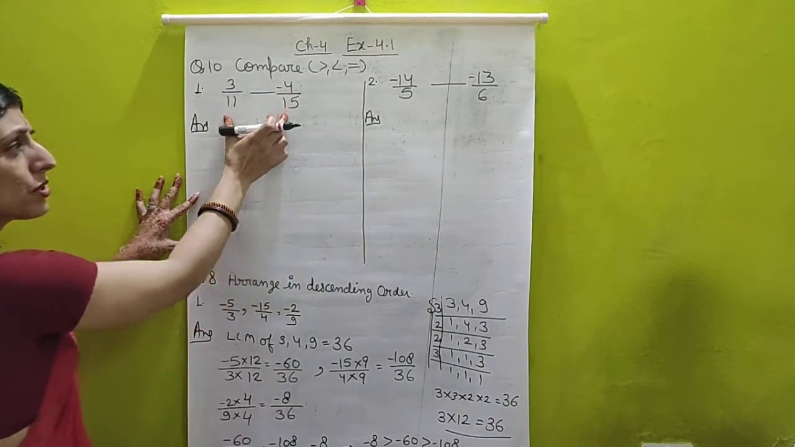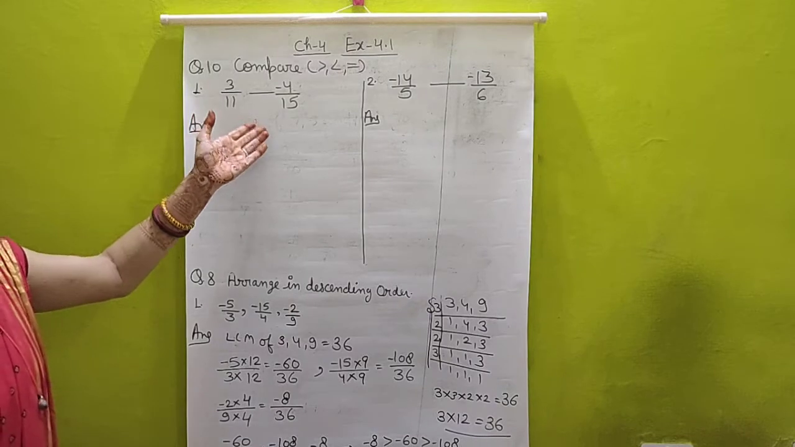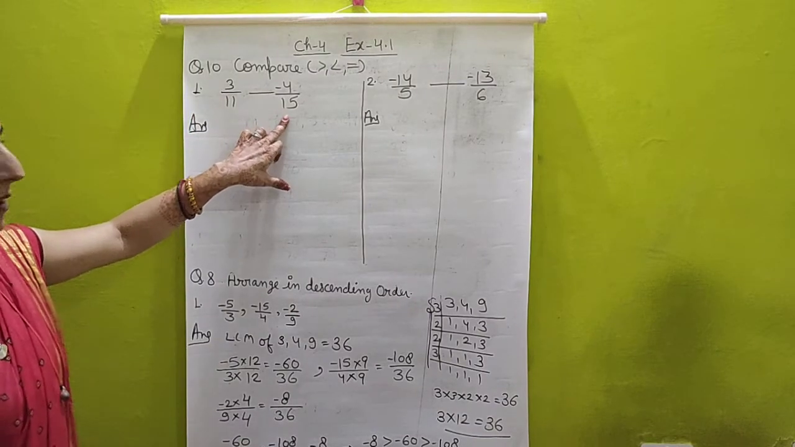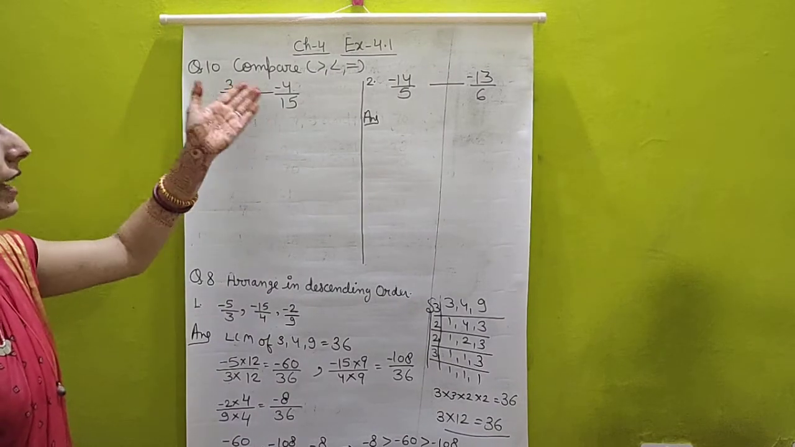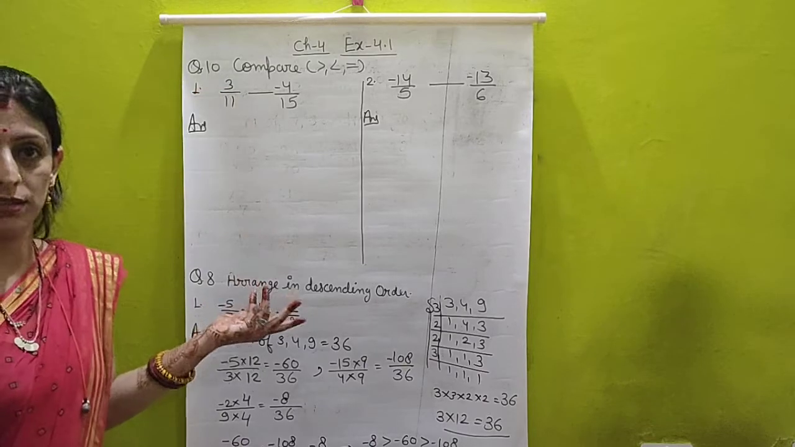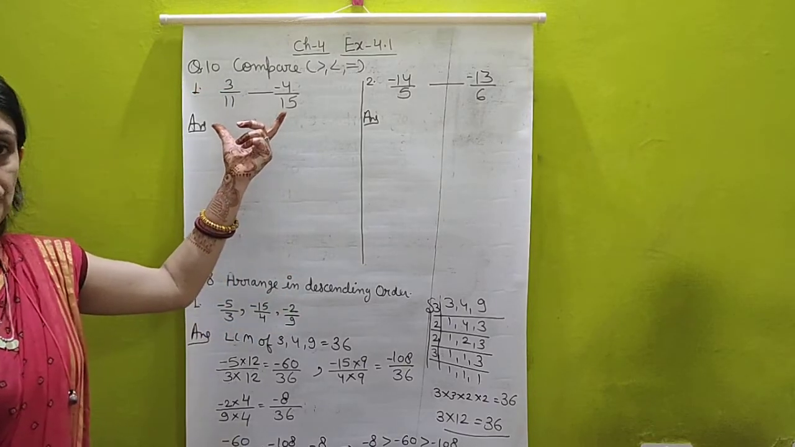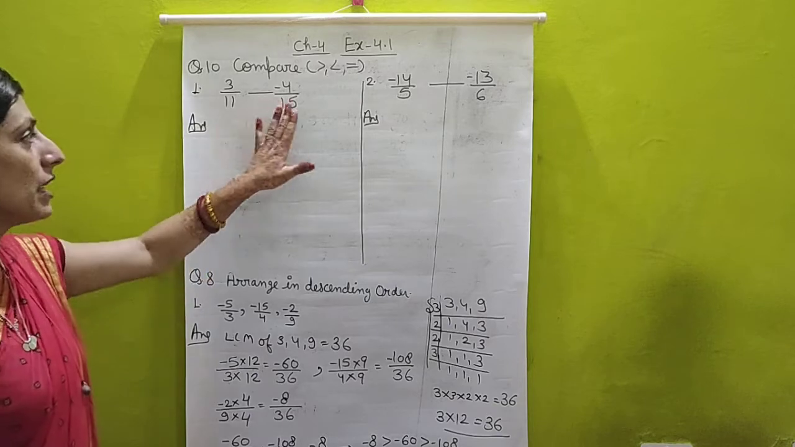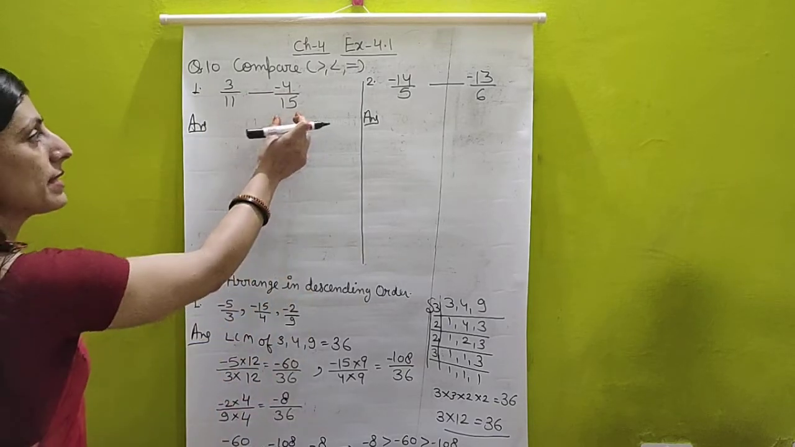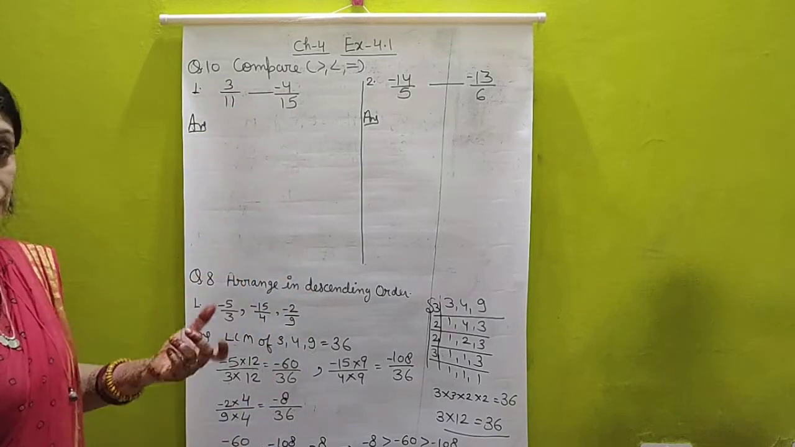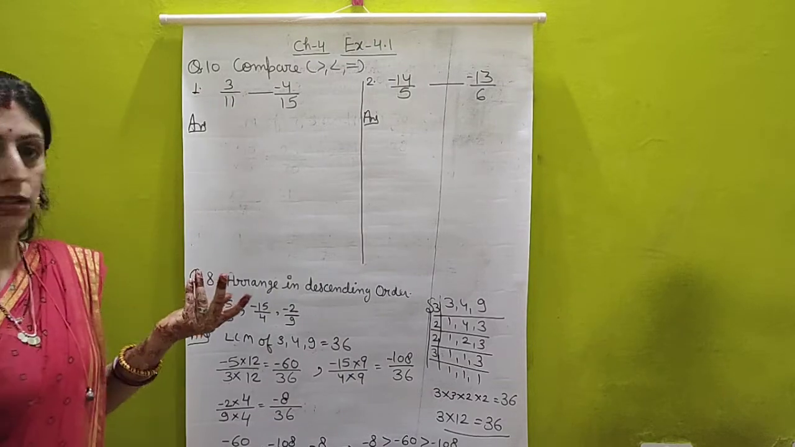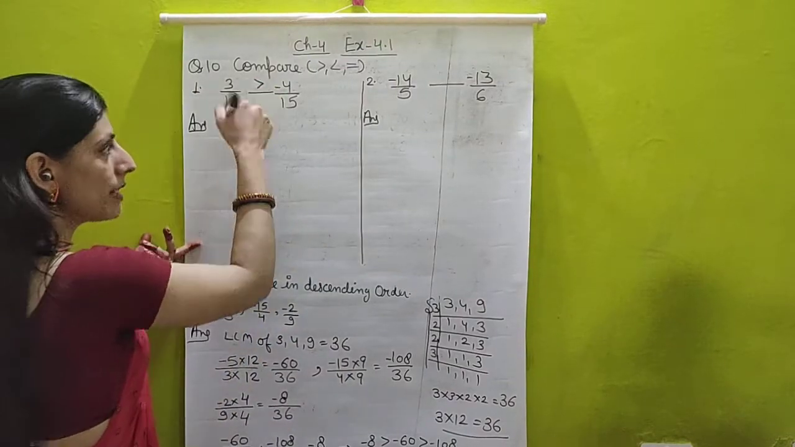So here students, this is already very easy because one number is negative and one number is positive. Definitely the positive number will be greater. There is no need to solve this question, still I will explain, but because one number is negative and one number is positive, definitely the positive number will be greater. This number will be greater, but still I am explaining.